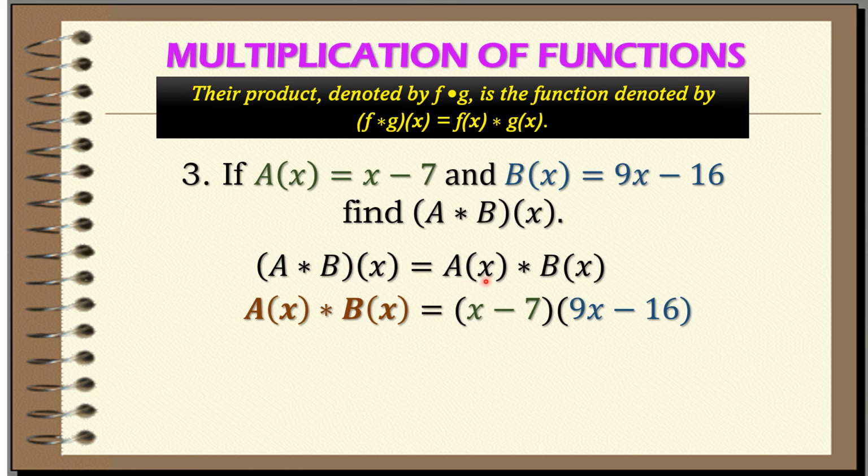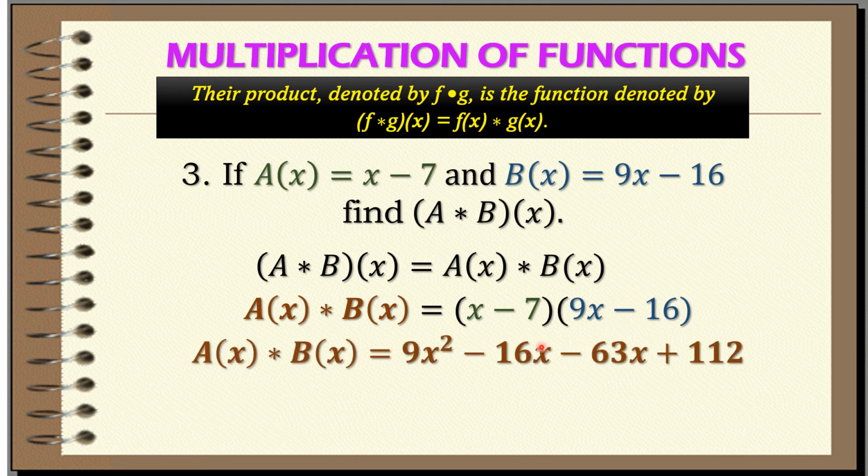We have here a of x that is equal to x minus 7 times the quantity of the value of b of x function, that is 9x minus 16. We have to write that here, and then we multiply them up. And then we have here x times 9x, that is definitely equal to 9x squared. X times negative 16, that is negative 16x. Then negative 7 times 9x, that is equal to negative 63x. And then negative 7 times negative 16, that is positive 112.